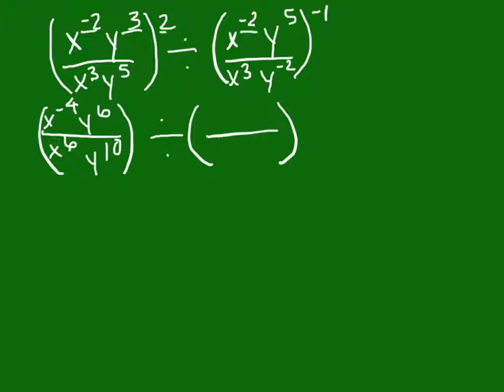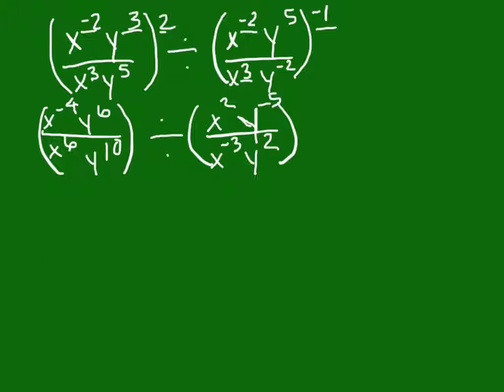X to the negative second to the negative first becomes x squared. Y to the fifth to the negative first becomes y to the negative fifth. And x cubed to the negative first becomes x to the negative 3. And y to the negative second to the first becomes y squared.